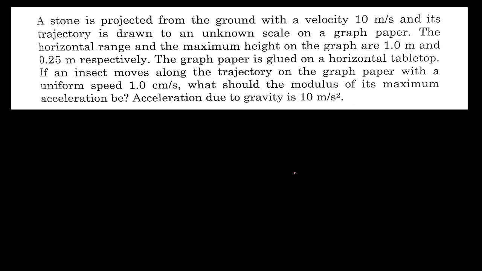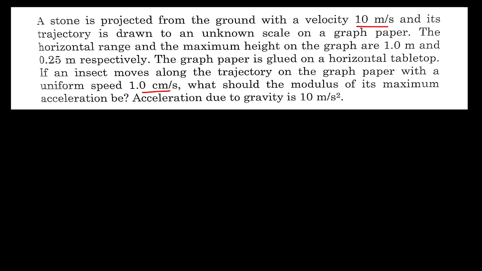A stone is projected from the ground with a velocity of 10 meter per second and its trajectory is drawn to an unknown scale on a graph paper. The horizontal range and the maximum height on the graph are 1 meter and 0.25 meter respectively. The graph paper is glued on a horizontal tabletop. If an insect moves along the trajectory on the graph paper with a uniform speed of 1 centimeter per second, what should be the modulus of its maximum acceleration is our question. Given acceleration due to gravity is 10 meter per second square.